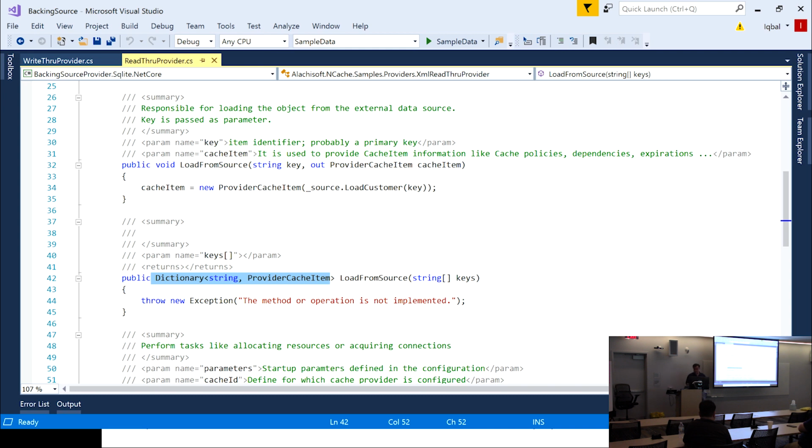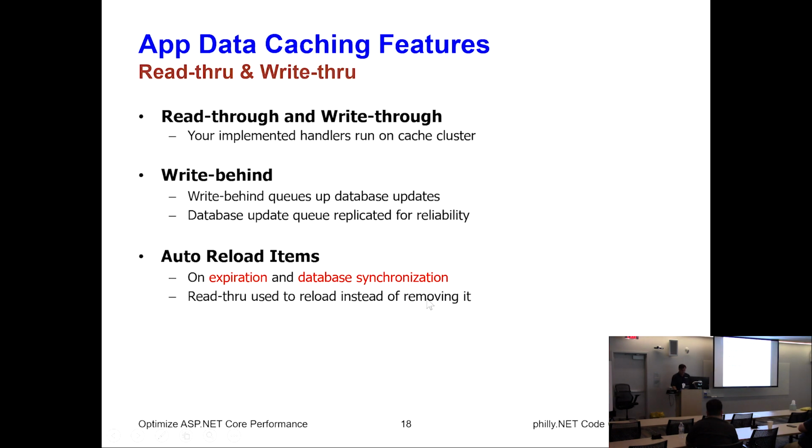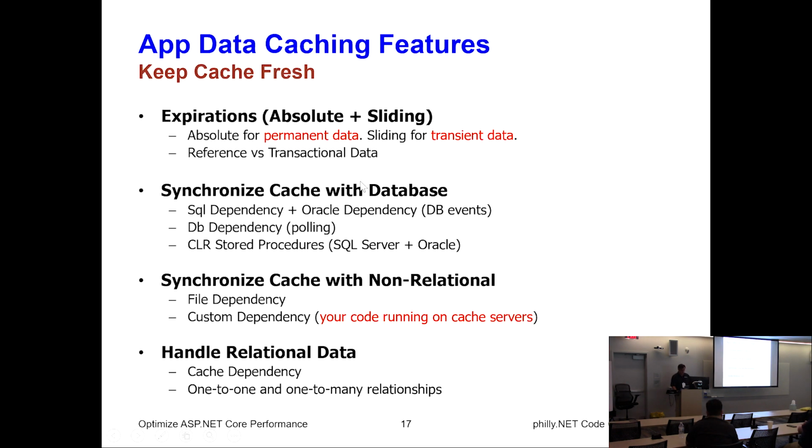NCache will call this method. This method is your code. It goes to your database, your data source, which may be anything, could be SQL, Oracle, mainframe, and gets the data, and then puts it in the cache. Now that NCache has the ability to go to your database, it can do auto reload. And so that's the convenience part. So you can synchronize it with a relational database and a non-relational database.